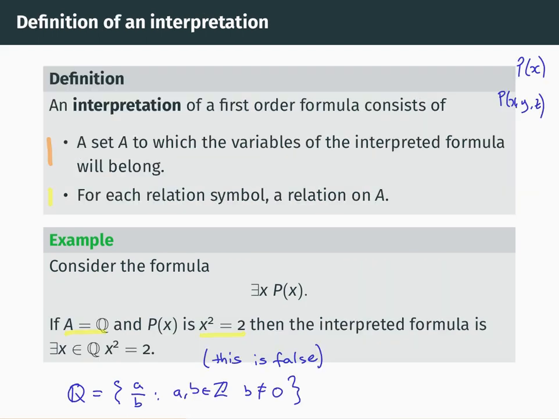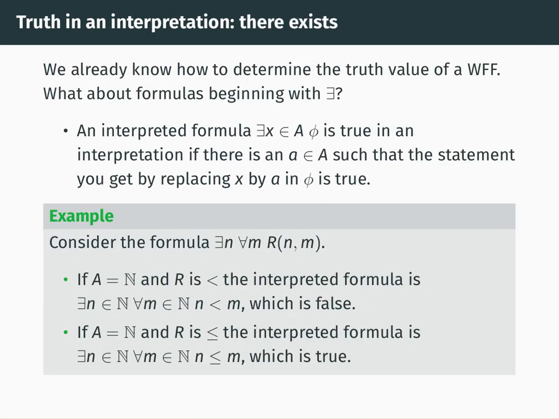Let's now do the same for there exists quantifiers. So the definition for there exists quantifiers is similar. An interpretive formula that looks like there exists x in the set A, and then phi here denotes the rest of the formula. Such an interpretive formula is true in that interpretation if, for some element little a of the set big A, the statement you get by replacing the variable x by the element a in the rest of that formula, which I denoted as phi, is a true statement.